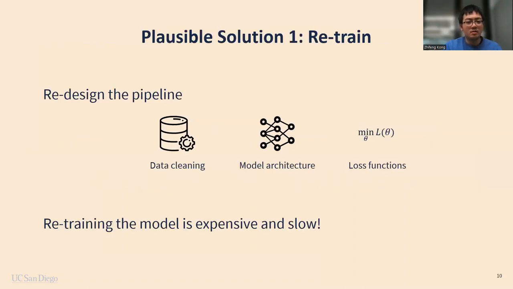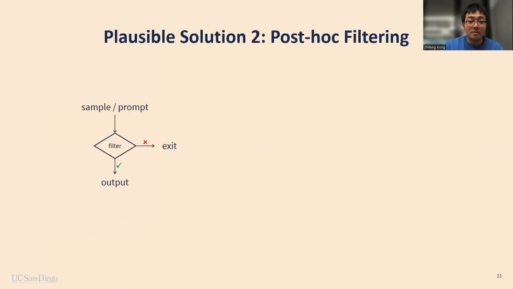Let's first look at some plausible solutions in the wild. The first is to redesign the pipeline and retrain the model. That includes data cleaning, changing model architecture, and changing loss functions. While this can be effective in some situations, it's usually expensive and slow, especially when the models are large.